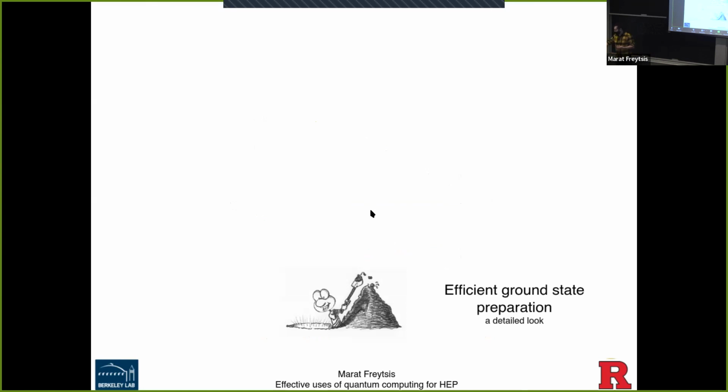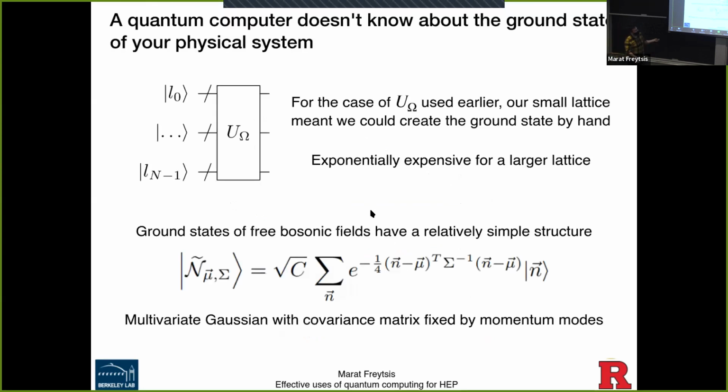In this previous case, because we were working on such a tiny lattice, I kind of skipped over the preparation of the ground state. That's because we really just did it by hand. We figured out what the state was, and we decomposed it into individual operations, not through any algorithm, but just by staring at the state and figuring out how to build it up through these controlled rotations. You could do that for a small lattice, but it's going to be exponentially expensive on a large lattice.